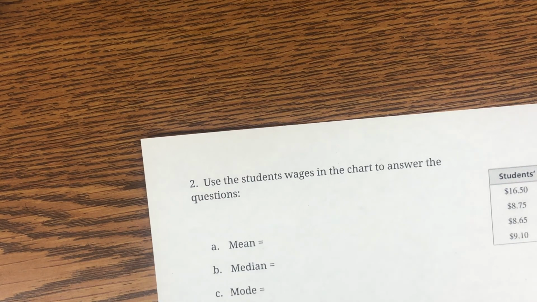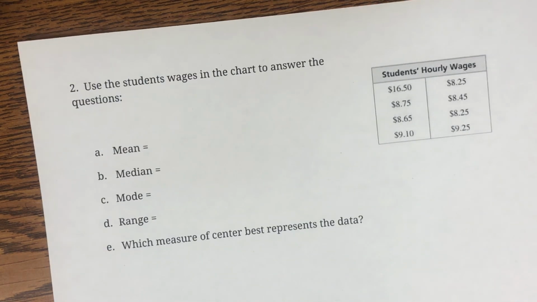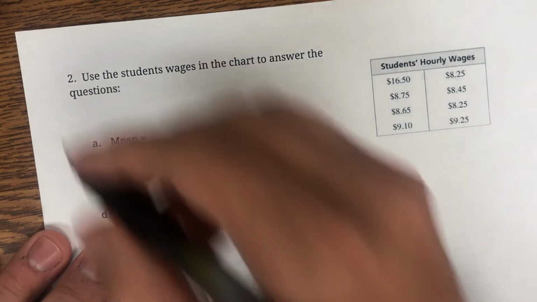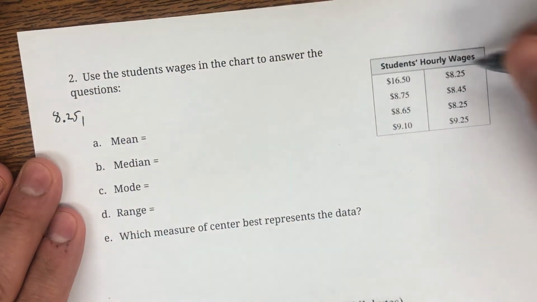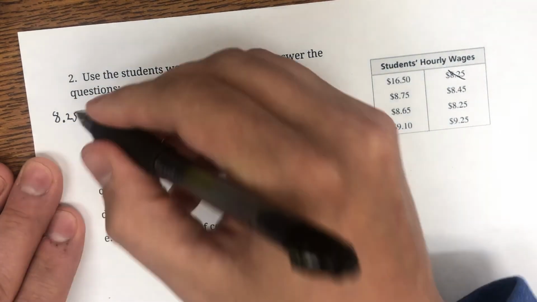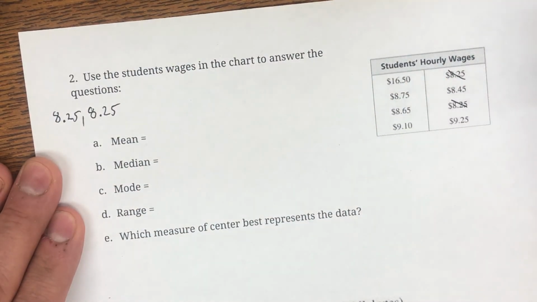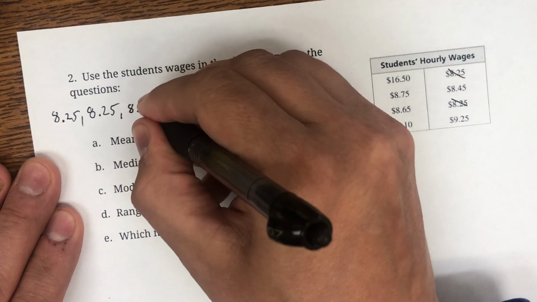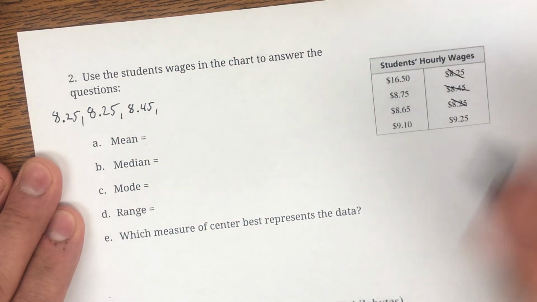So again, we have a list of data. This one represents some wages. And the first thing I want to do is take these hourly wages and put them in order from least to greatest. And the smallest one was $8.25. Cross off one of those. Then I got another $8.25. Cross that one off. Next biggest is $8.45. Notice I'm putting a comma between these so I can see where they change.